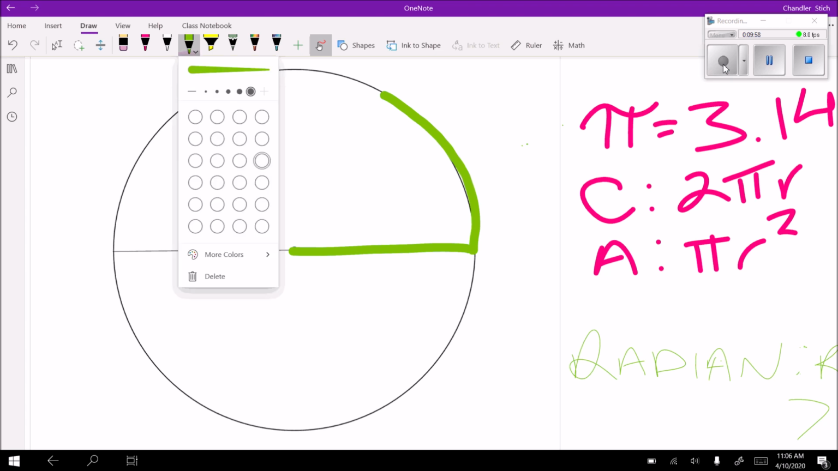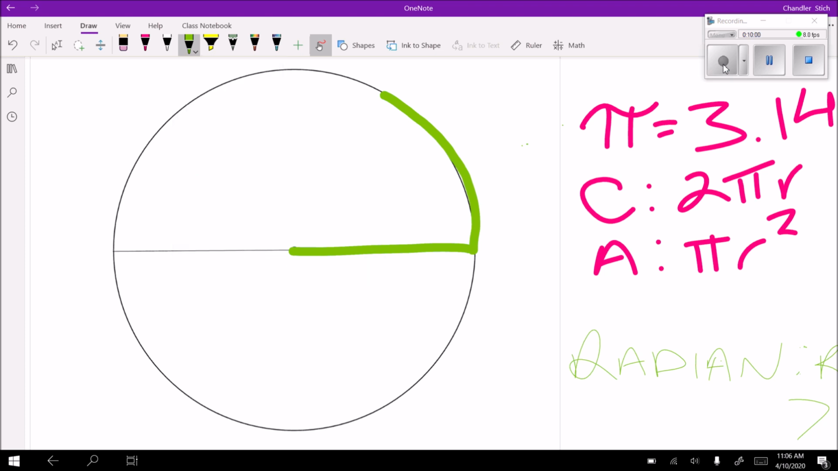So, remember, we usually call this r for radius. This green spot right here is the same length as r. This is also 1 radian.